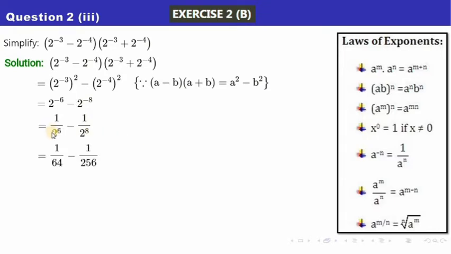Now 2 to the power 6 is 64, and 2 to the power 8 is 256. Now your job is to just simplify this, find the LCM and simplify. Your answer turns out to be 3 by 256. So pause the video and note down the solution.